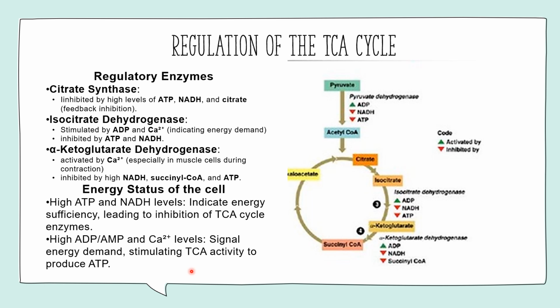So if you remember, the main purpose of the TCA cycle is to provide energy. So you'll understand it is activated when we have low energy levels or increased demand for energy, and it is inhibited by high energy levels.